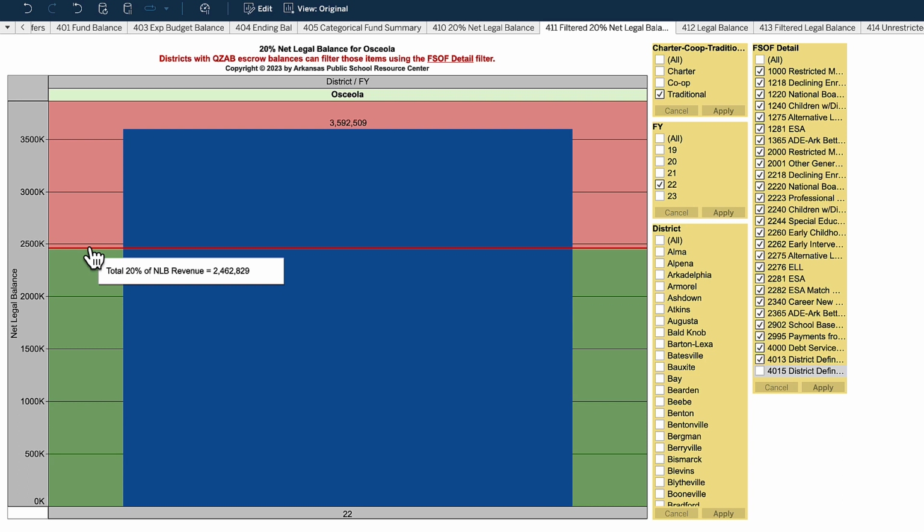That is the only difference between 411 and 410, that it just lowers the bar, so it makes it easier to reach and be in compliance with the 20% net legal balance, so it doesn't penalize districts that may have QZAB bonds.